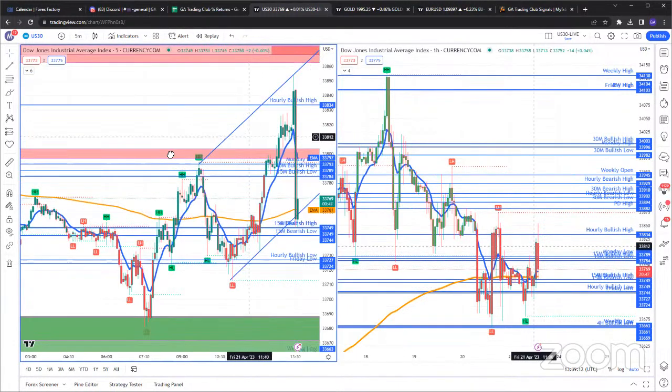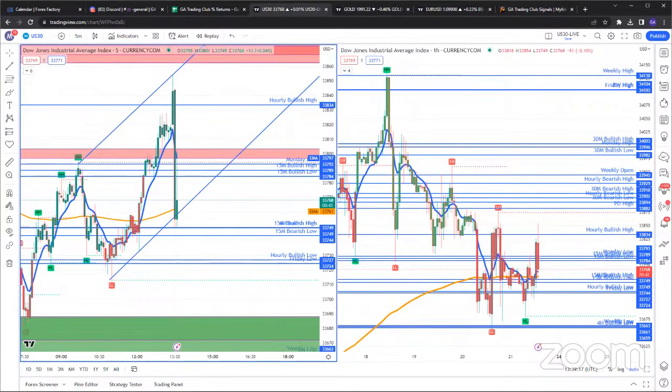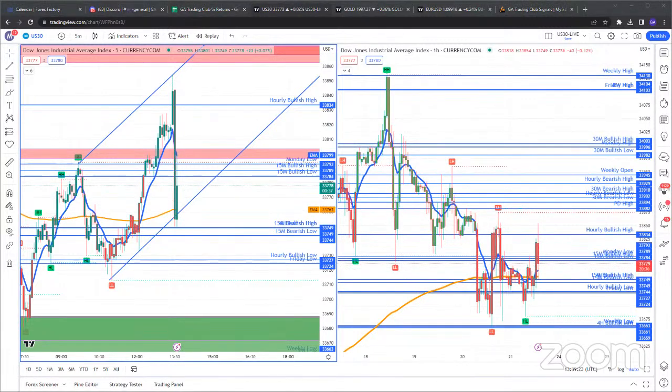Let me reset this. So we have a possible death cross coming in on US30. My charts are all over the place. Let's see what we have. So for US30, this is the hourly.